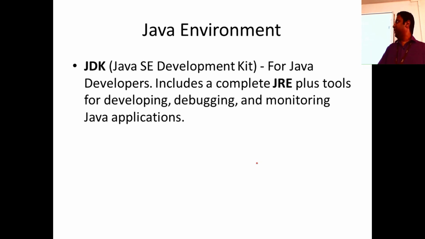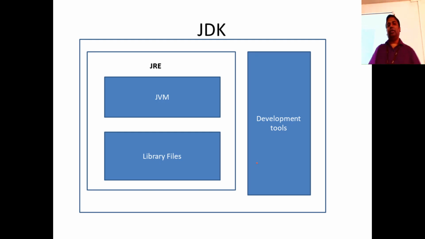What is the Java Development Kit, or JDK? It contains a Java runtime environment plus the development tools for constructing and compiling your code. So JDK is what you have to download and install on your systems, and we'll take a look at the contents of JDK. JDK has these two things. One is the development tools: the compiler, debugger, and tools for monitoring your code. The Java runtime environment consists of the Java virtual machine and library files. So when you install JDK, you're going to get the entire thing.